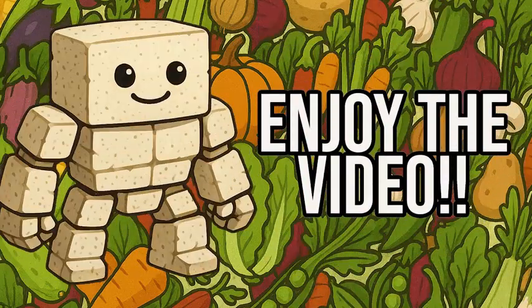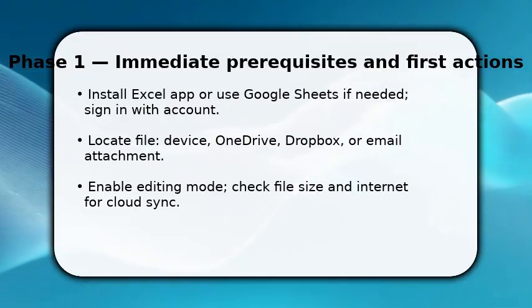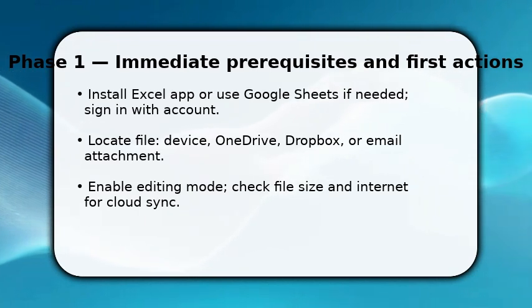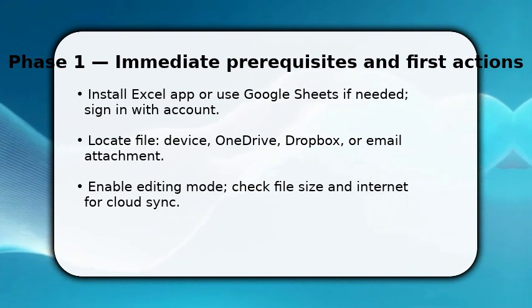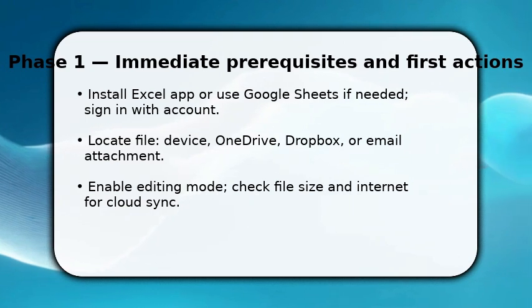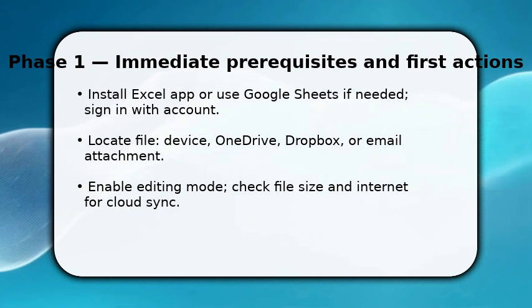Please enjoy the video. You start by confirming prerequisites: Excel app installed and signed in, and the file accessible on device or cloud. Tap the file to open it and make sure you switch from read-only to edit mode so changes save. If the file is on OneDrive, wait for sync to finish. This avoids conflicts. Once done, glance at the sheet layout and frozen panes. This tells you where to begin editing.